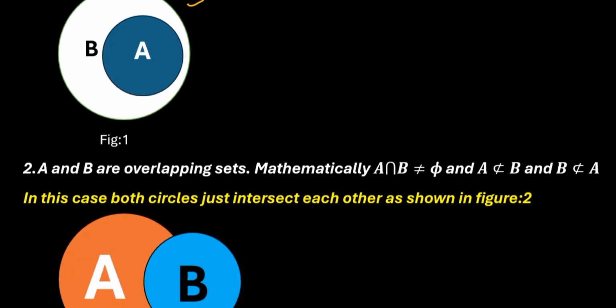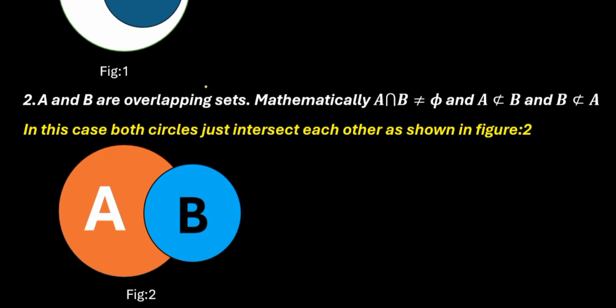The second case, if A and B are overlapping sets. In mathematical language, two sets are called overlapping if their intersection is non-empty and neither of the sets is a subset of the other. That is, A is not a subset of B and B is not a subset of A. But they have some points in their intersection.